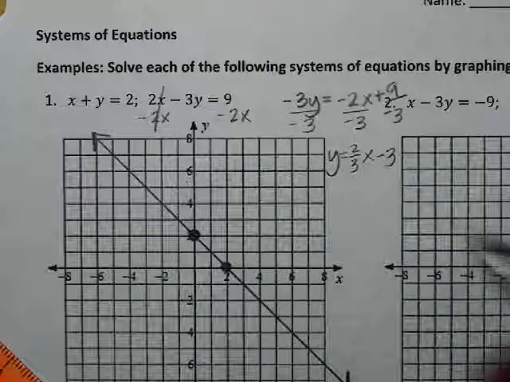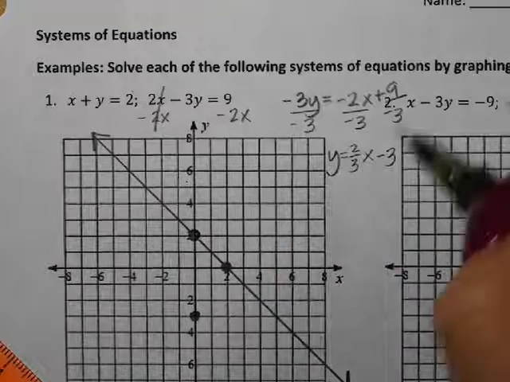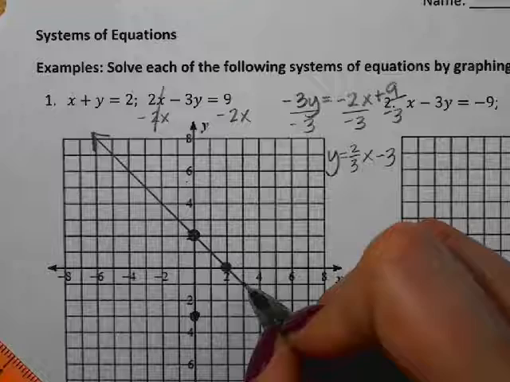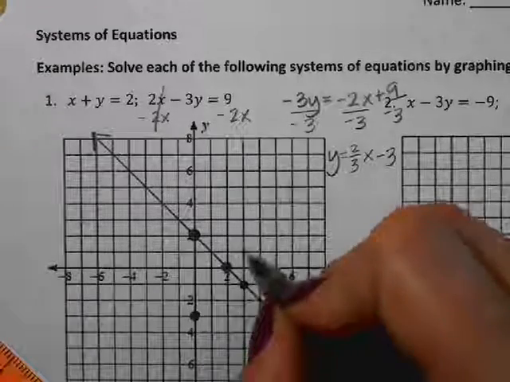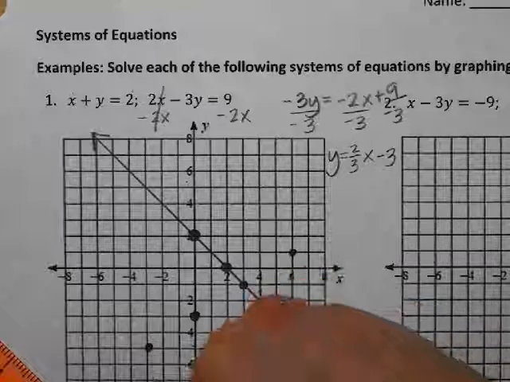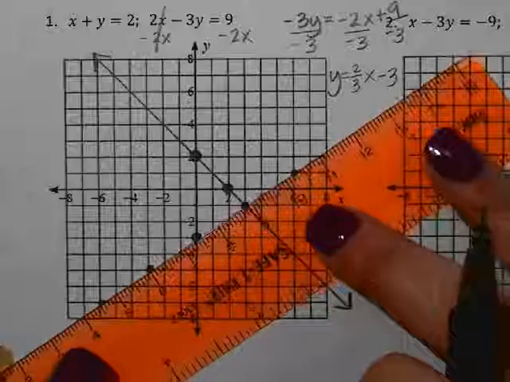So for this one, I have a y-intercept of negative 3. And then my slope there is to go up 2, right 3. So up 2, right 3, up 2, right 3. And then I can go backwards as well. And I'll go ahead and connect those points.